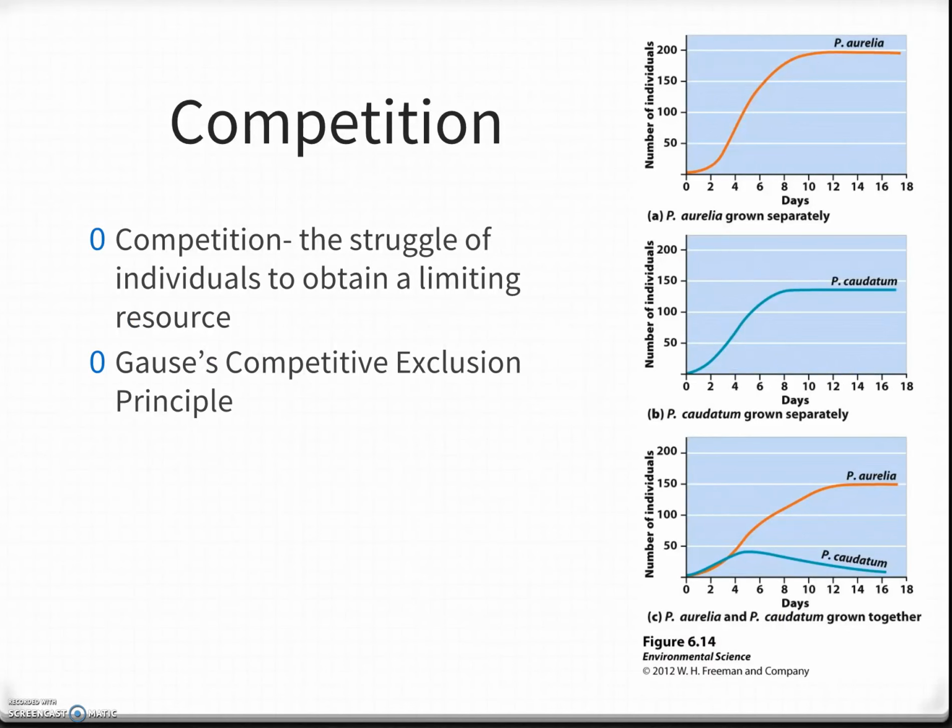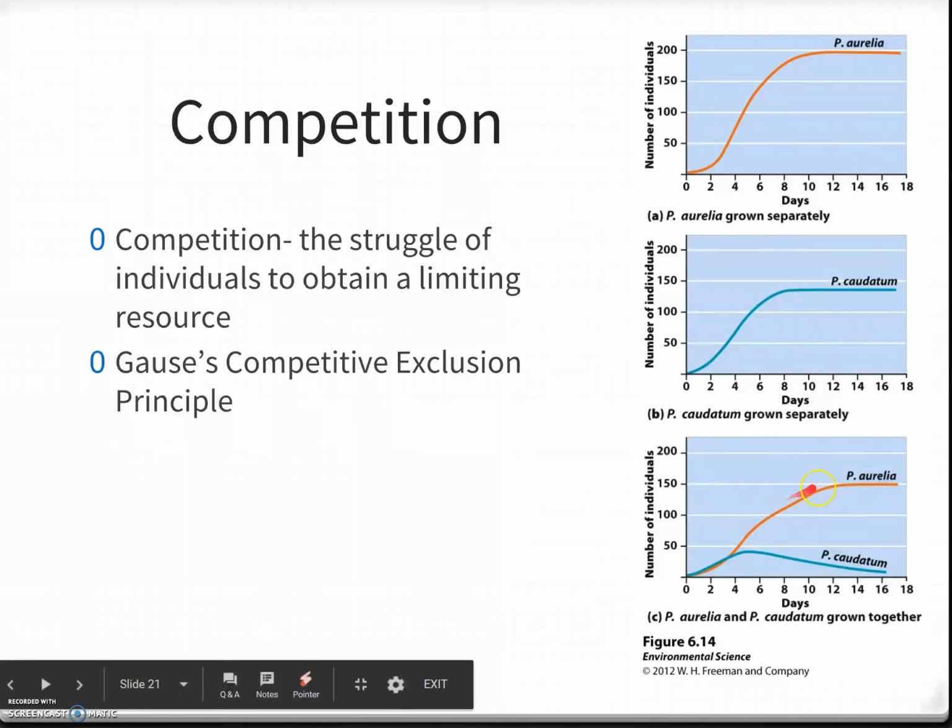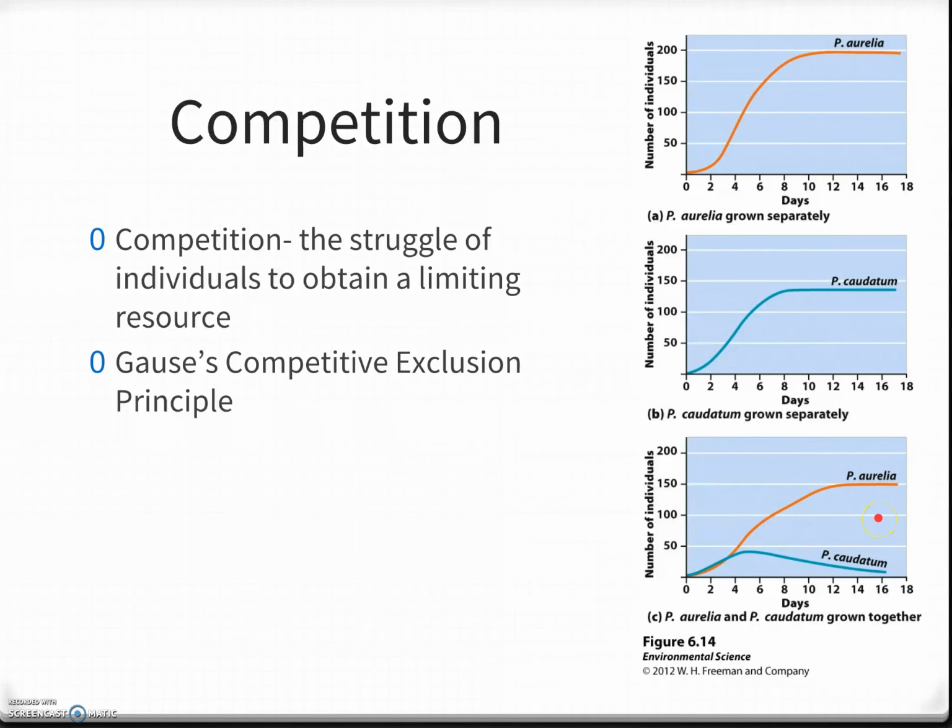So looking at competition, again, we have Gause's competition principle. He was still working with his paramecium. It's the struggle of an individual to obtain a limiting resource. So he took his paramecium here and he said, let me see how many individuals I have if I just grow this one. And let me see how many individuals I have if I just grow this one. And he found what their carrying capacity was, grown separately. But then when he decided to grow them together, you can see that one, the bigger paramecium, was able to out-reproduce, out-dominate the smaller paramecium. So one species will perform better.